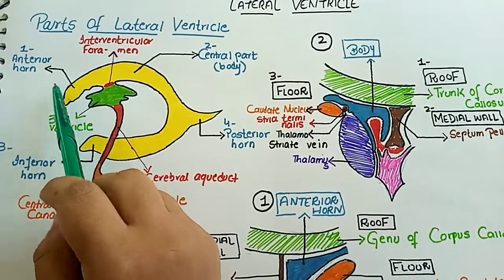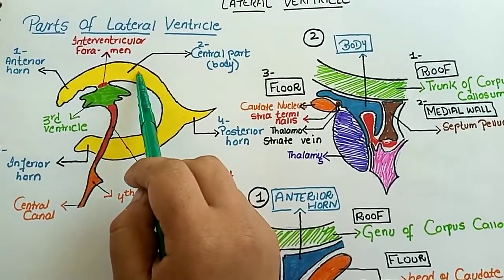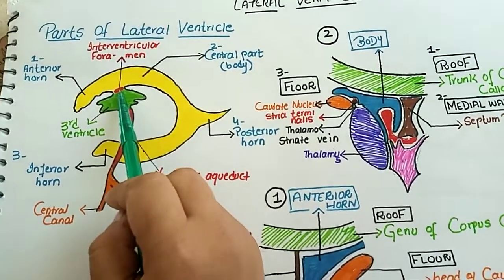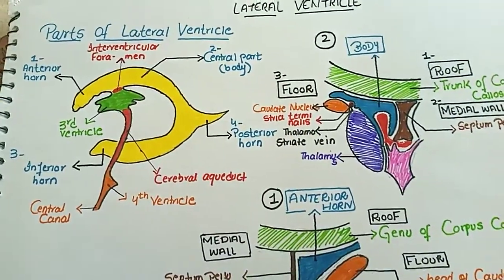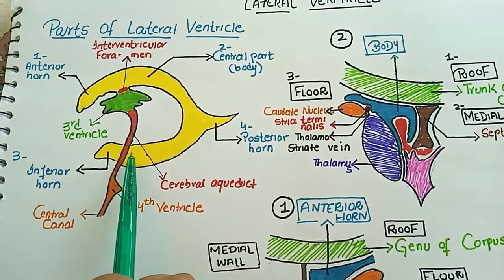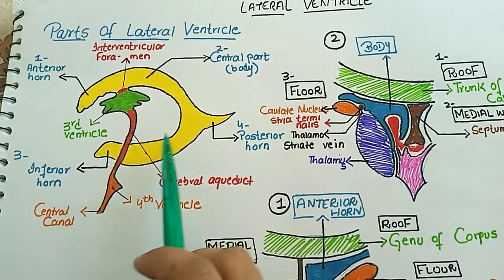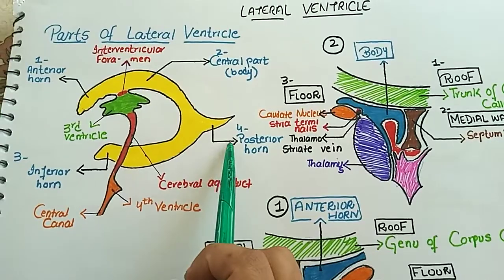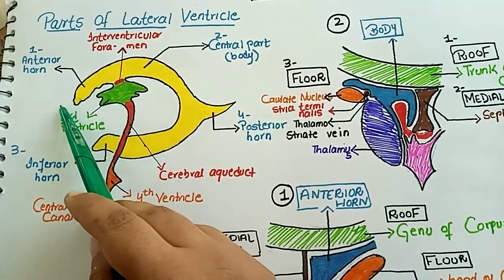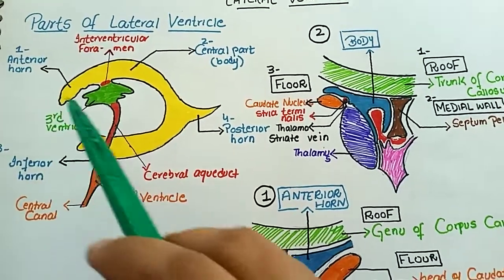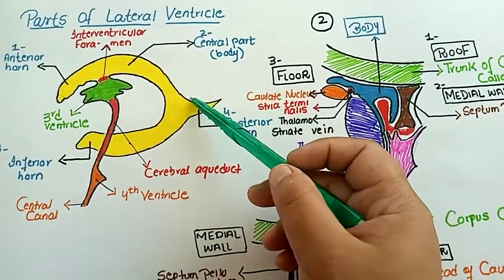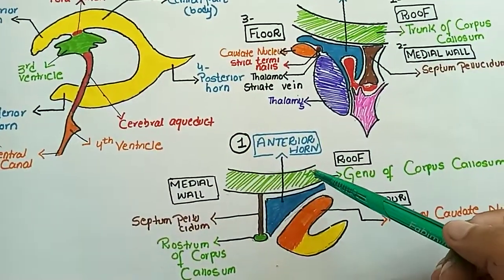The first is the anterior horn, then the central part or the body, which extends from the interventricular foramen to the posterior extremity of the thalamus. The third one is the inferior horn, which extends into the temporal lobe, and the fourth is the posterior horn, which extends into the occipital lobe, and the anterior horn extends into the frontal lobe. Now I will explain each individual part one by one. The first one is the anterior horn.